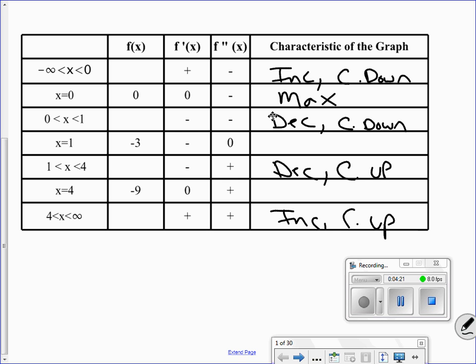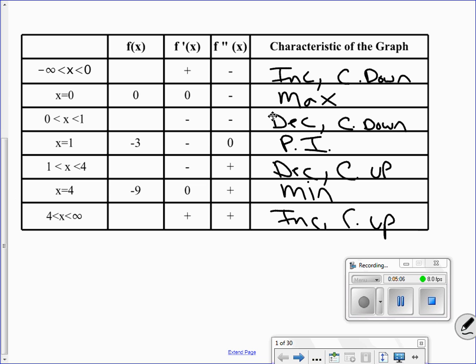At the point (1, -3), what's going on there? Point of inflection because the second derivative's changing sign. It's going from negative to positive. So we have a point of inflection. At the point where x = 4, what do you think? Do we have a point of inflection? Do we have an extrema? Okay, John? We have a min because the first derivative changes sign from negative to positive. Good job.